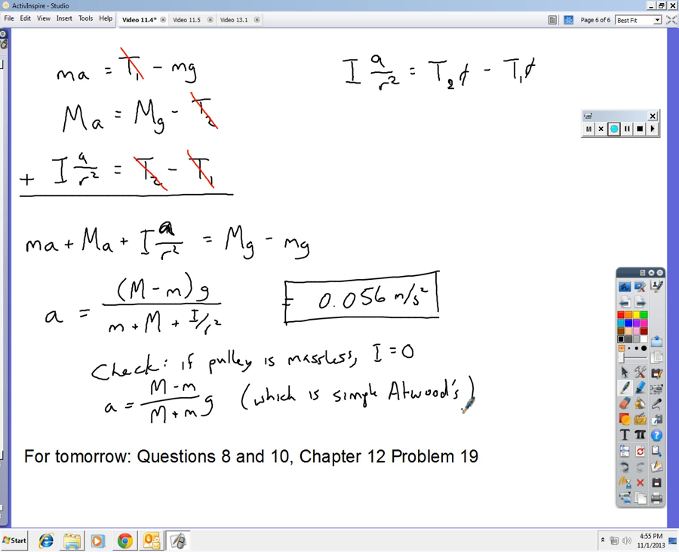Now that was a whole lot of information, and to help you digest it, you should work questions 8 and 10 from chapter 11, but then also problem 19 in chapter 12, which will help you learn a bit more about the cross product.